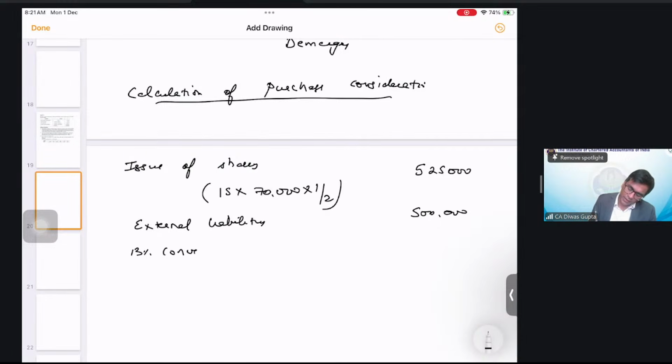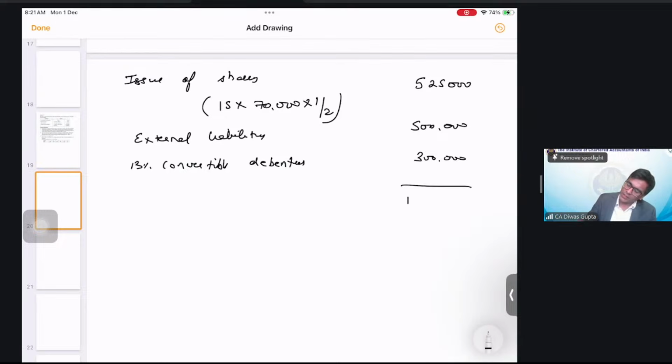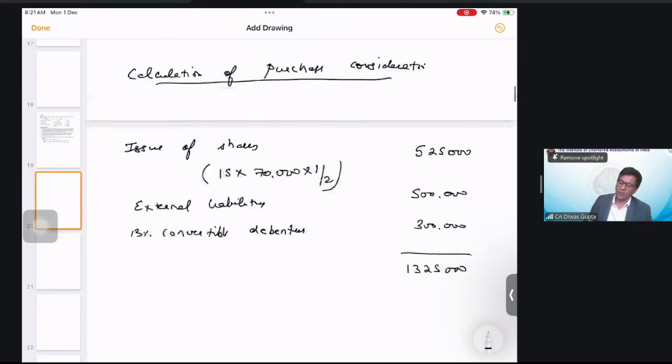13% convertible debentures will continue at 3 lakh rupees, right? So this is how much? 5, 5, 10, 3, 13 lakh 25,000. Sir, will there be any change from conversion of debentures from 12% to 13%? No, it will not, because it's not basically an event that is as of today, right? So we will not take any incremental amount there.